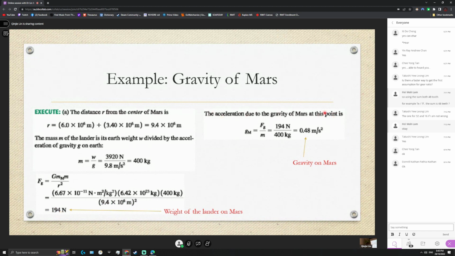Then acceleration due to gravity, you already have the force, right? To find the acceleration, you just divide by mass. Then you'll get a value. So this is the gravitational acceleration on Mars, which is 0.48. It's a much smaller value than Earth.